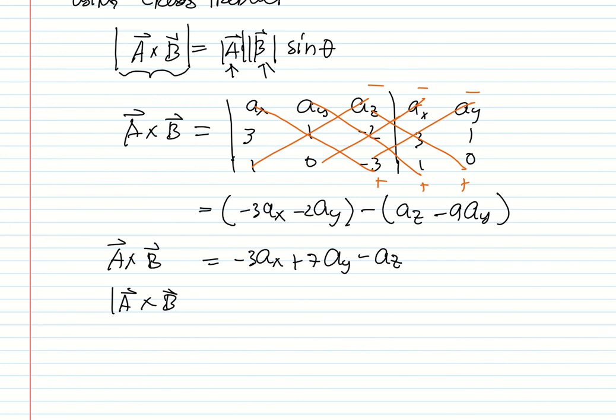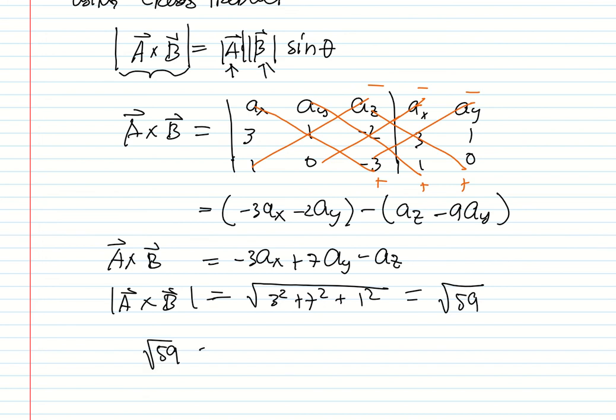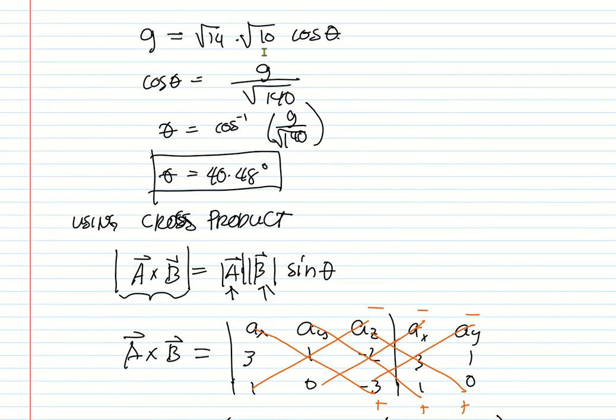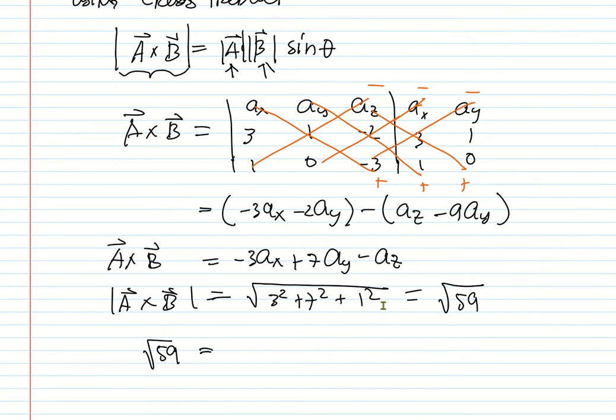So the magnitude of A cross B is just equal to the square root of 3 squared plus 7 squared plus 1 squared. And the magnitude is equal to 9 plus 49 plus 1. That is plus 10, so square root of 59. Then we know the magnitude of A cross B. We can substitute it here. So we have square root of 59 equals the magnitude of A, which we already solved, square root of 14, and square root of 10. You multiply that, that is just equal to square root of 140.